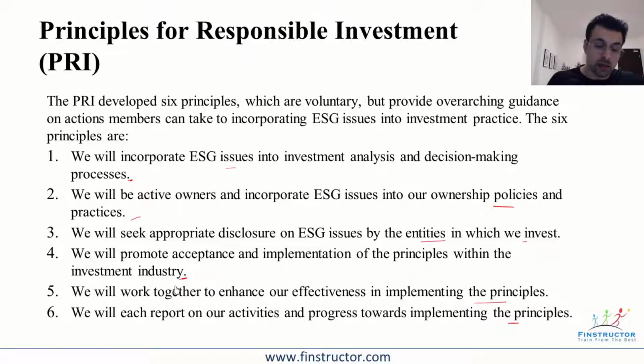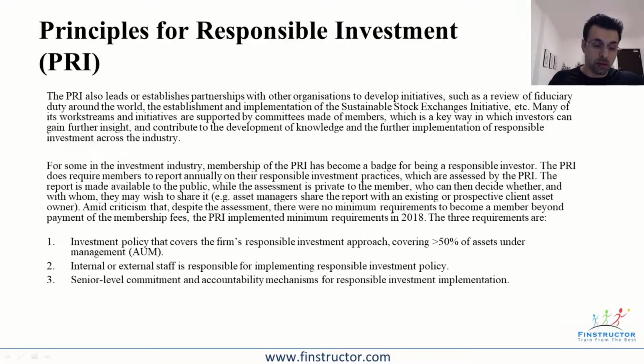So again, the signatories to the PRI are growing every day, and all of them are essentially entering into an agreement. It may not be binding, it's still voluntary, but still they're showing their commitment to incorporating ESG within their investment practice. Again, PRI also leads or establishes partnerships with other organizations to develop initiatives such as a review of the fiduciary duty around the world, establishment and implementation of sustainable stock exchanges initiative, and so on and so forth.